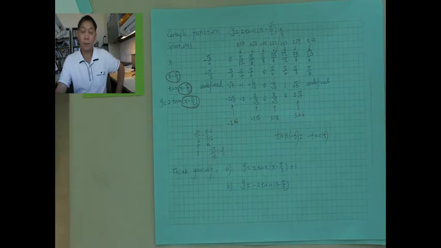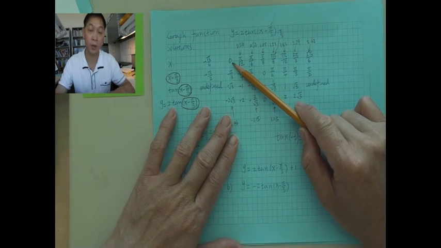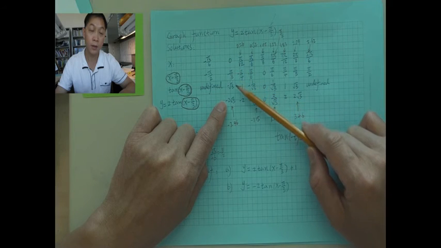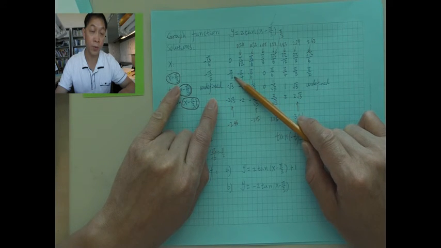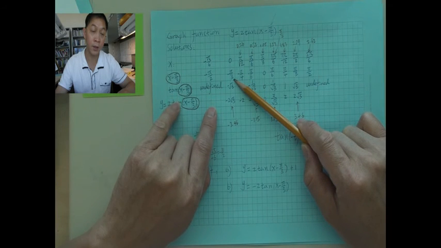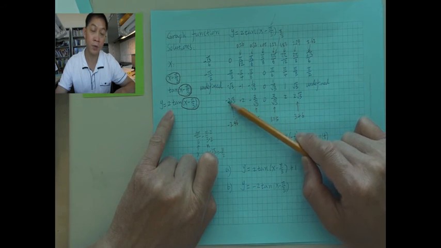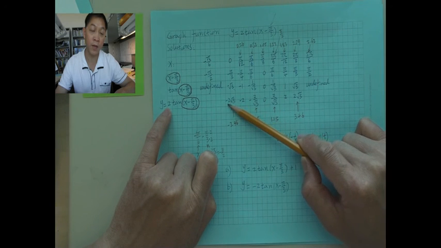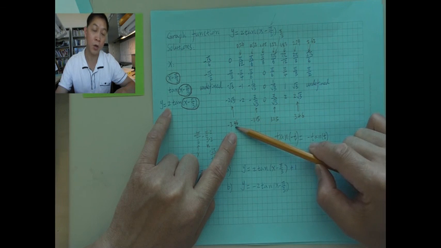All right. Now we are clear: when x is 0, x minus pi over 3 is negative pi over 3, and tangent of negative pi over 3 is negative radical 3. You have a 2 here, so times 2, and the final answer is negative 2 radical 3, which is approximately negative 3.46.